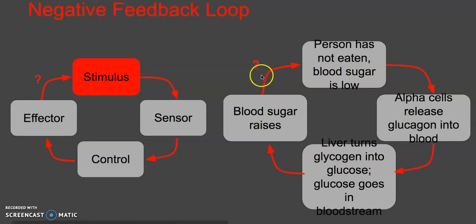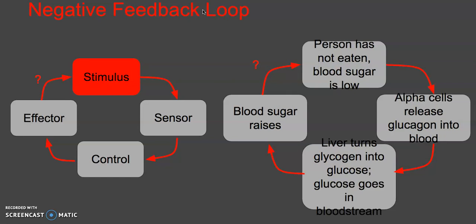Then we have to ask again, is the blood sugar high enough? Is that the blood sugar at the level that we want it to be? And if it's not high enough, then this loop will continue. If it's too high, then we're going to start the other negative feedback loop that has insulin in it.